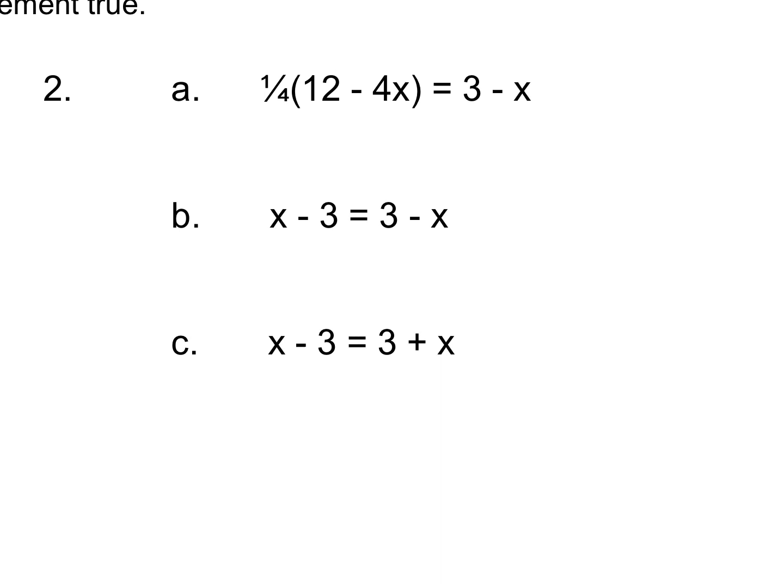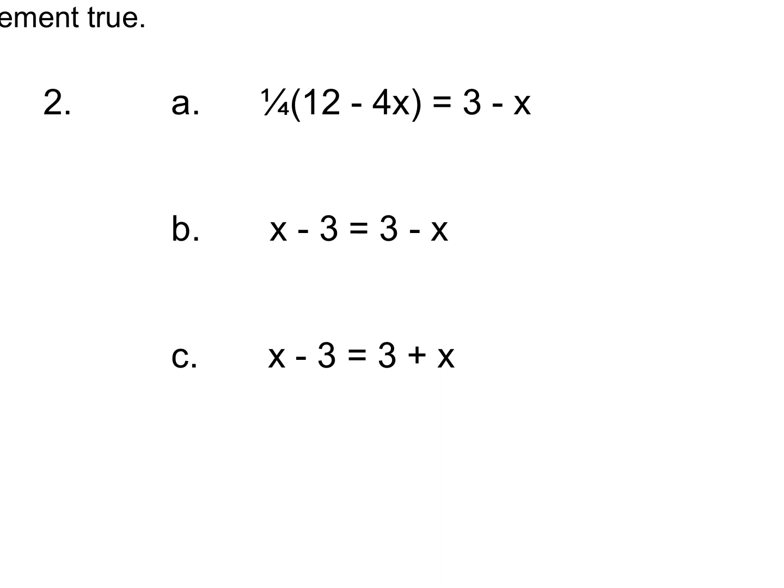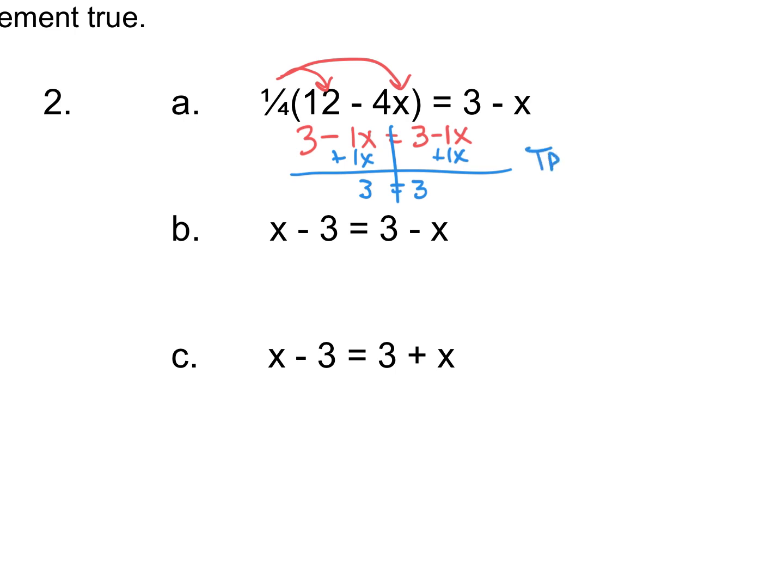All right, so I'm going to work through this really quickly. So 1/4 times 12 is 3. 1/4 times 4x is 1x. And then we have 3 minus x. I'm going to move 1x to the other side to be with his friend. 3 equals 3. This should be true for all values of x.